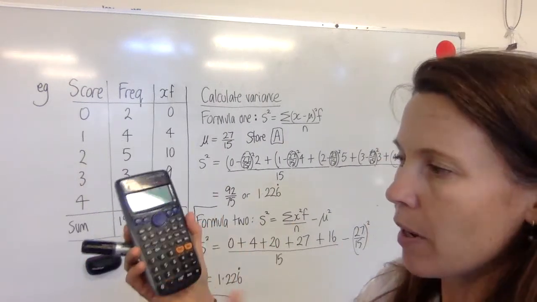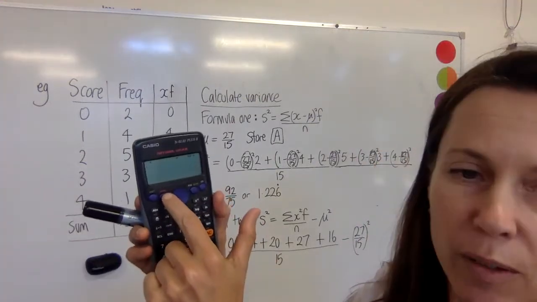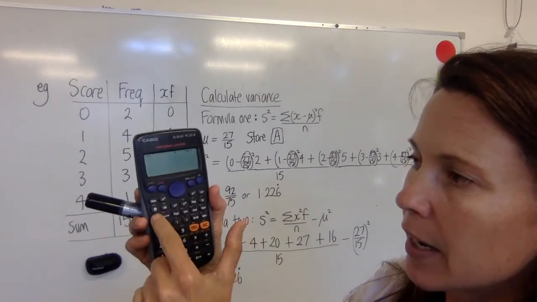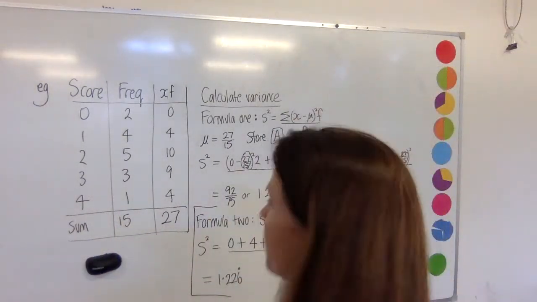I can go about my business and do anything else I like on my calculator. When I want A, I hit the red alpha button and then hit A, and A comes up, and I can square it or subtract it or do whatever I like.